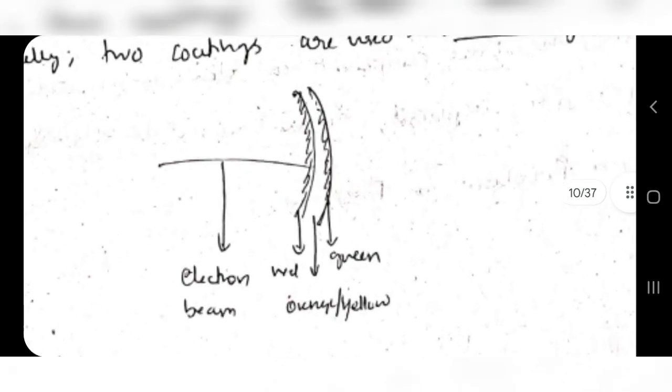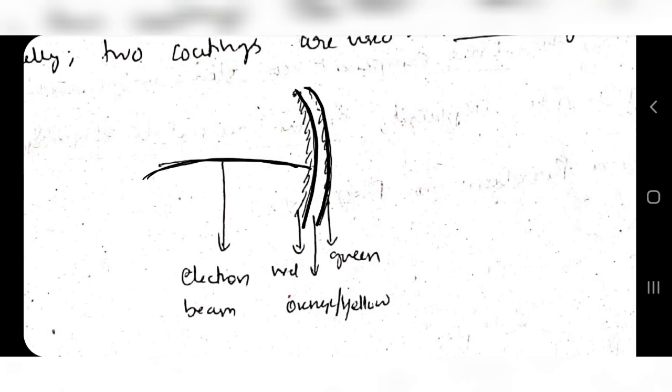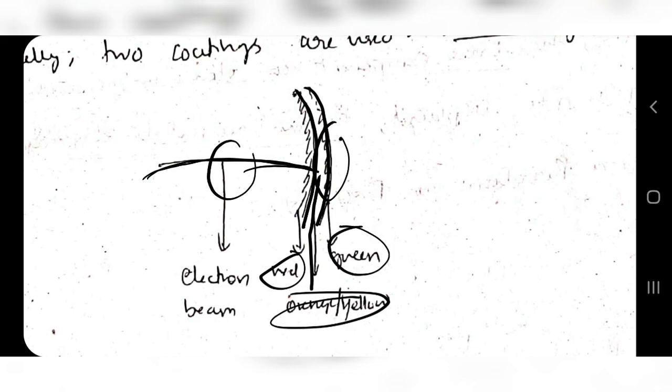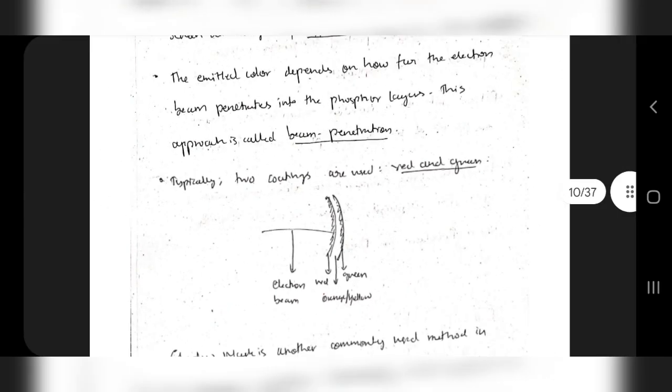For example, if the beam is coming from here like this, this is the phosphorus screen here and here, and if it hits here only, it will be red. If it hits in between, it will be yellow and orange. If it hits till the end, it is green. Okay, so that is how beam penetration works to display different colors.